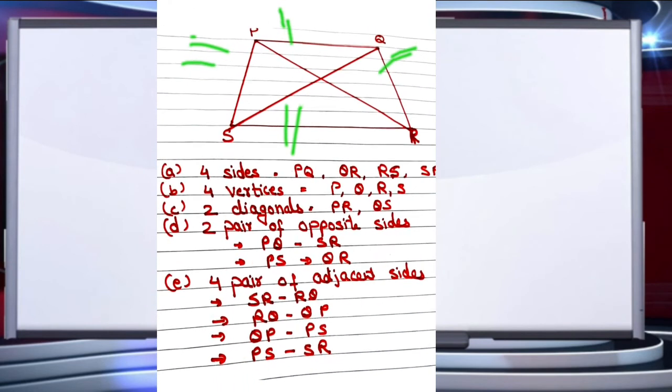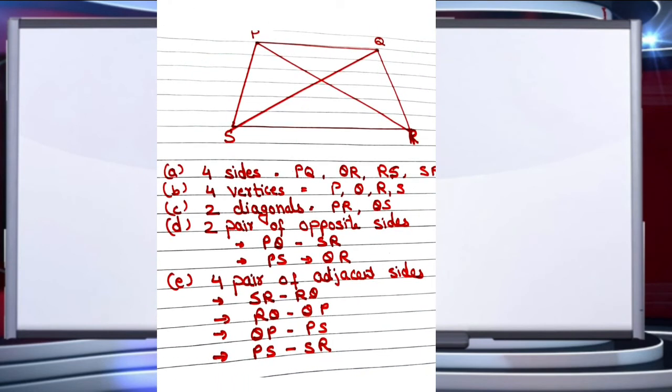Then vertices, B part is vertices. It has 4 vertices, that is P, Q, R and S. It has 2 diagonals, PR and QS. D part, opposite sides. It has 2 pairs of opposite sides. Here PQ is opposite to SR and PS is opposite to QR.